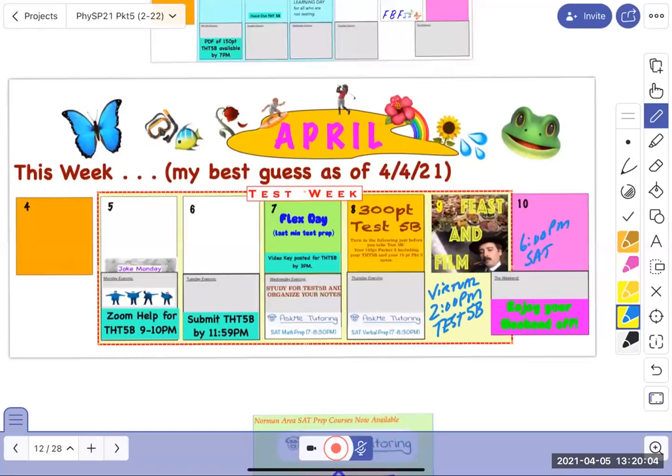We will not meet Thursday. We will not meet Friday, but you can come by my porch if you want to pick up the test. I will email you the test. I will email it at 2 p.m. But at that point, it'll also be available on my front porch if you don't have a printer or whatever. Okay, more about that later.